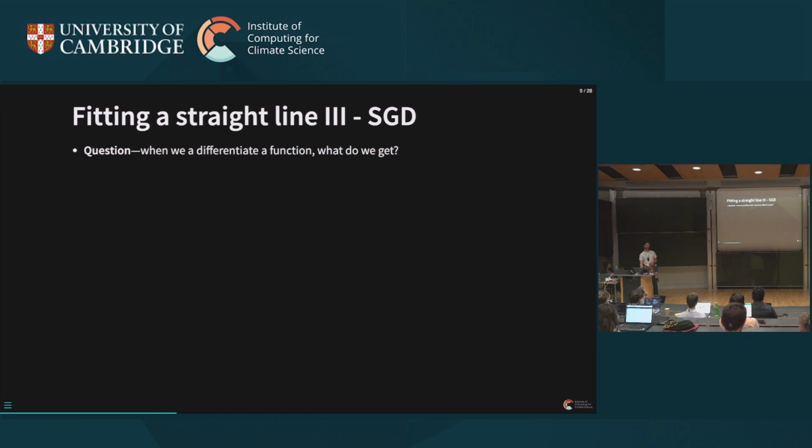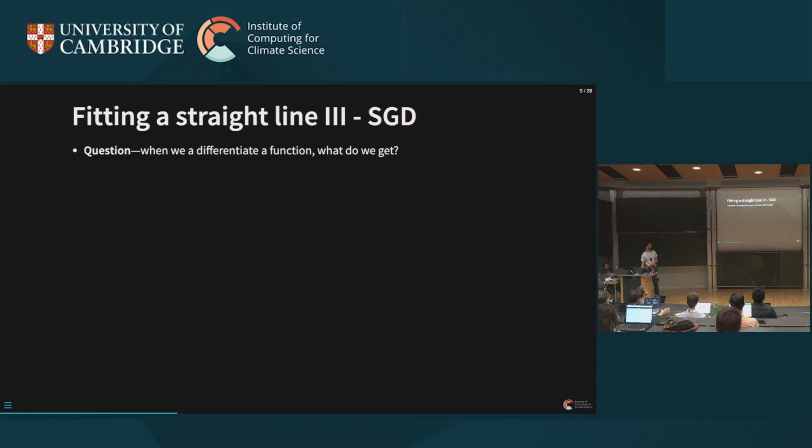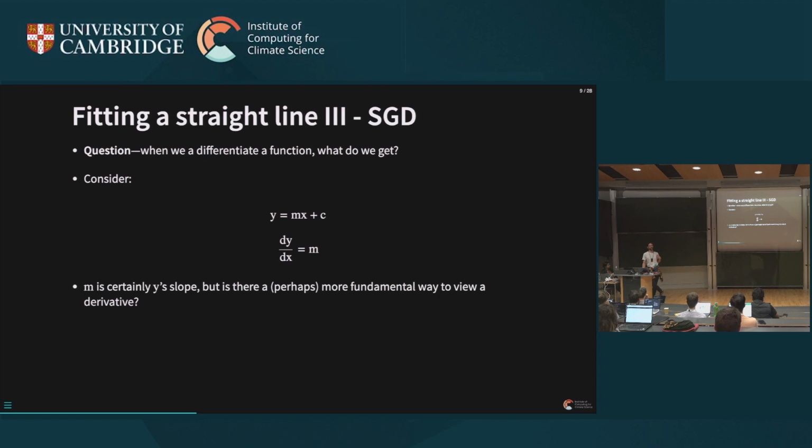What happens if we differentiate a function? This is a very simple question, but what do we get if we differentiate a function? Anyone? Okay, I was expecting a simpler answer, but well, we get the derivative, we get the slope of the line, in this case, y equals mx plus c. But what's a more fundamental way of viewing a derivative?